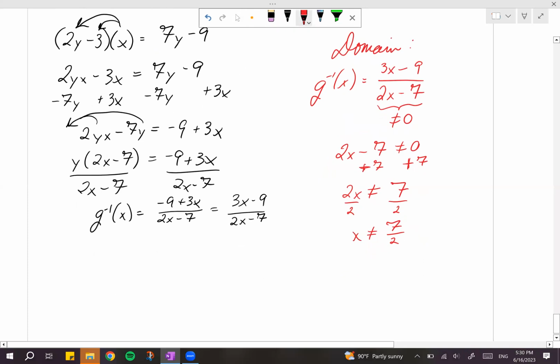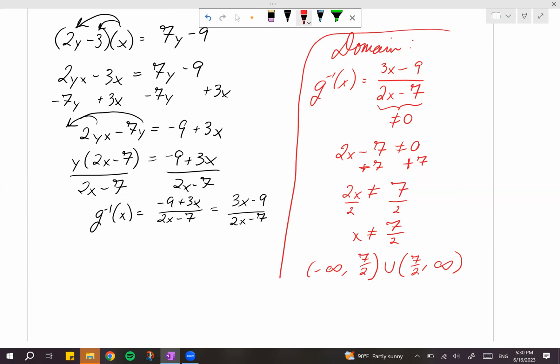So my domain goes from negative infinity to 7 over 2, not including 7 over 2. And I'm going to union that with 7 over 2 all the way to positive infinity. Looking at this domain, it's kind of like you go all the way up to 7 over 2, you skip over that point, and then you go all the way to positive infinity. So this is my domain.